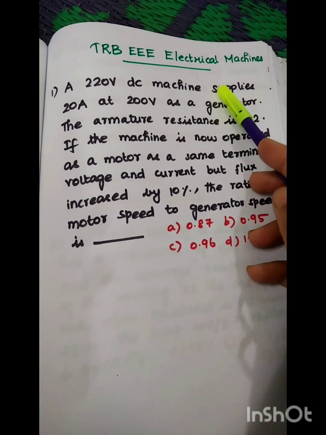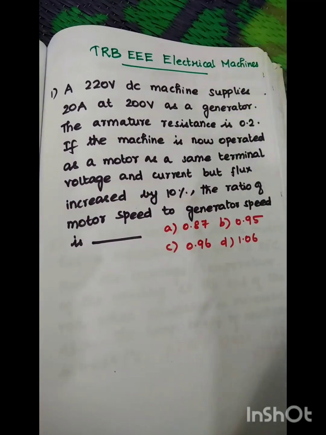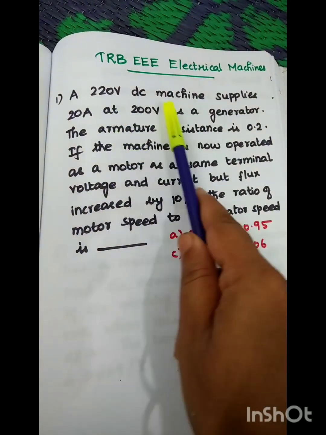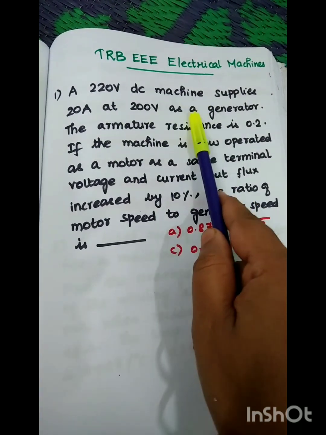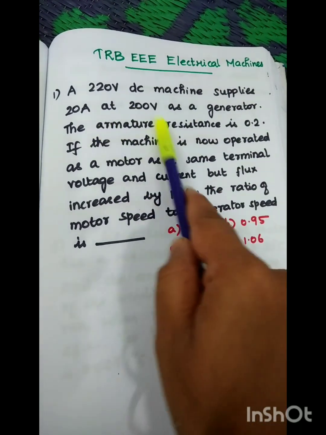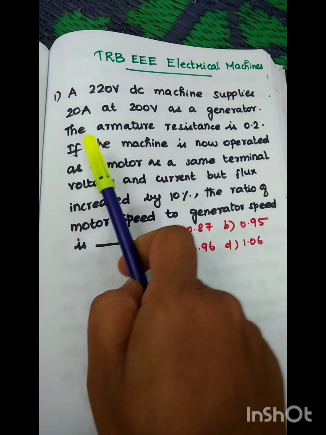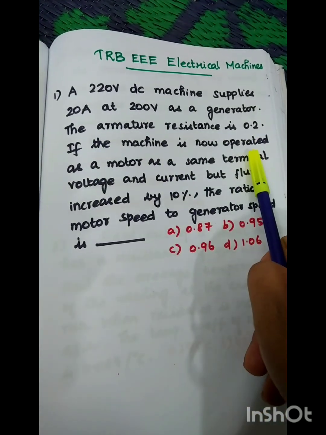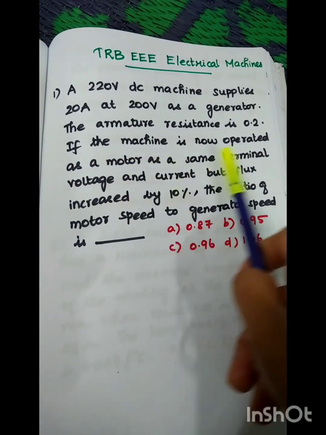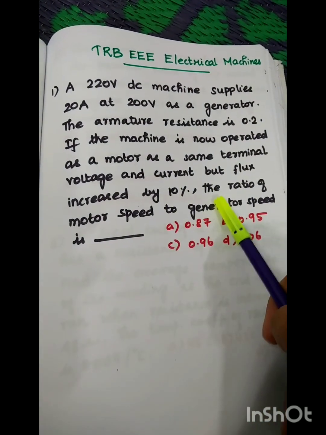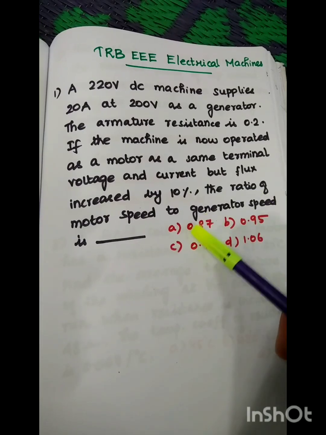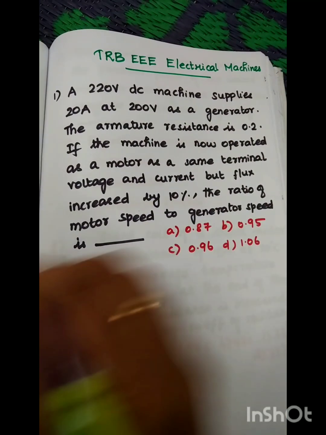This is the continuation part of electrical machines. A 220 volt DC machine supplies 20 amps at 200 volt as a generator. The armature resistance is 0.2. If the machine is now operated as a motor at the same terminal voltage and current, but flux increased by 10%, the ratio of the motor speed to generator speed is dash.